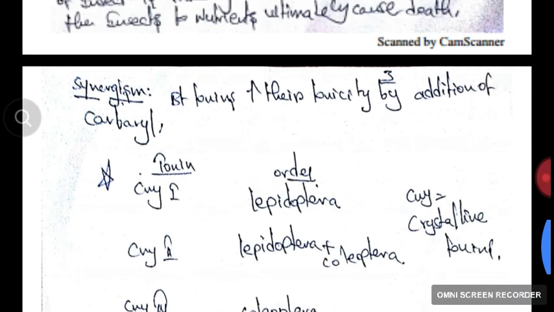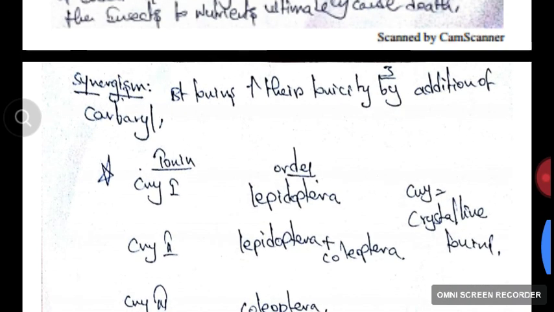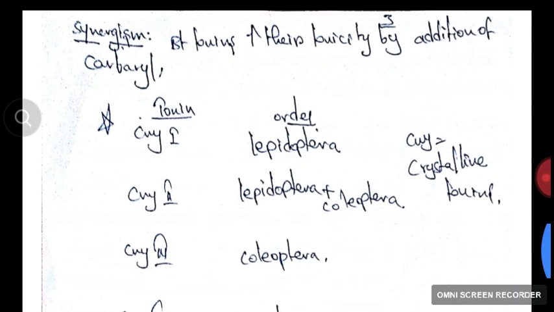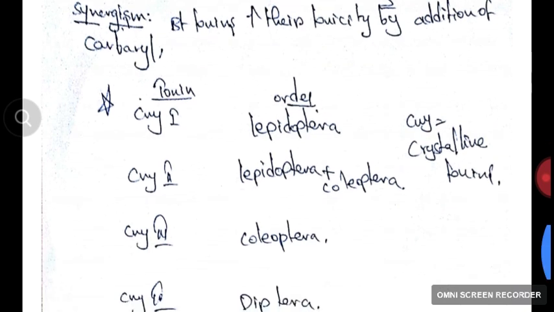Synergism. Synergism is the principle where the Bt toxin's toxicity is increased by the addition of carbaryl. Synergism is the property due to which the toxicity of Bt is increased by the addition of carbaryl.